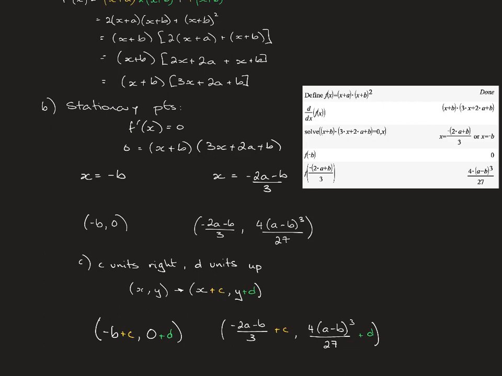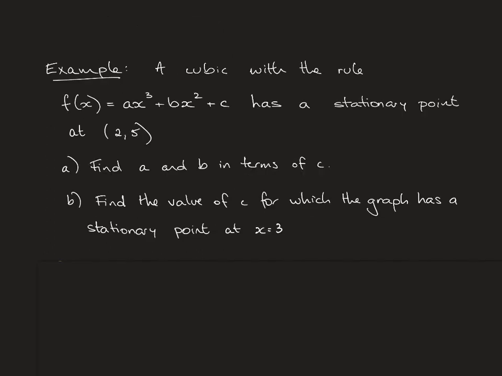Let's have a look at another one. So in this example here, we're going to look at a cubic equation that's got the rule ax cubed plus bx squared plus c, and it has a stationary point at 2, 5. We need to find a and b in terms of c. So we're going to find two unknowns, which means we're going to need to find two equations to solve. Two unknowns, two equations. And then we need to find the value of c for which the graph has a stationary point at x is equal to 3.